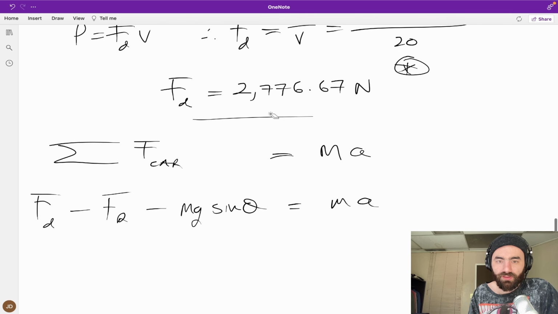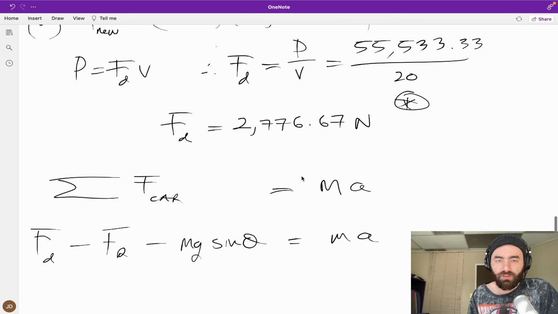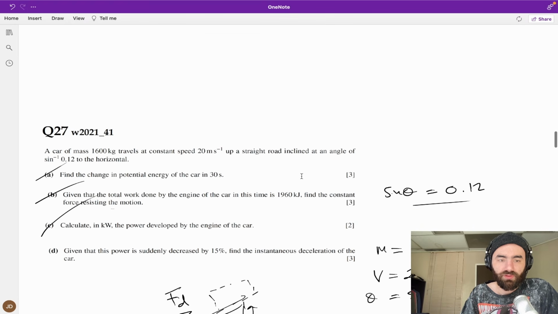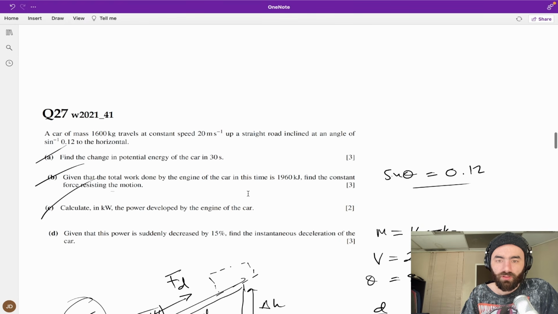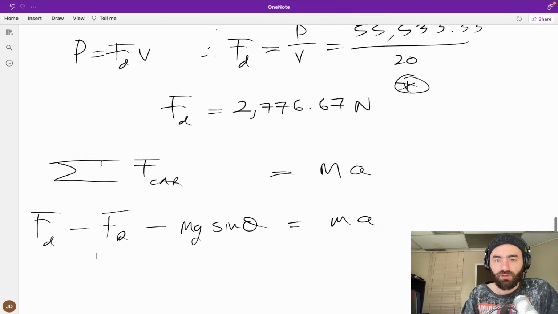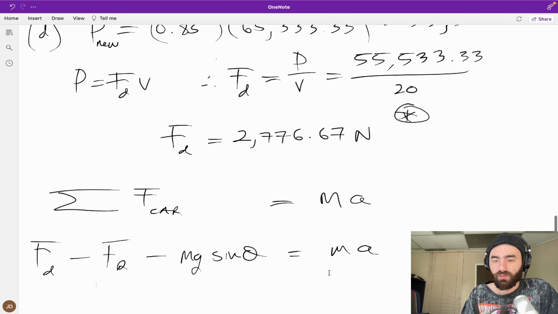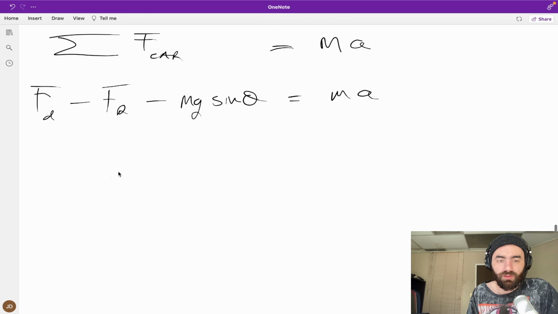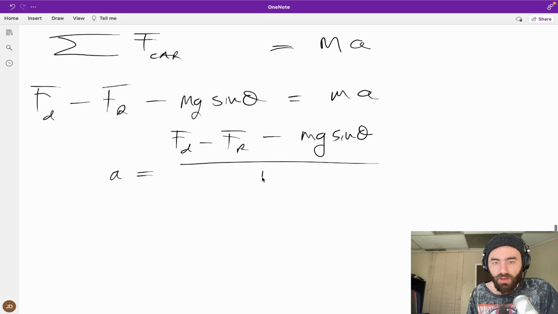We have this. Right? There's no change in the resistance. We have a constant force resisting the motion. And so then we can find the acceleration. So the acceleration is going to equal FD minus FR minus mg sine theta, divided by the mass.